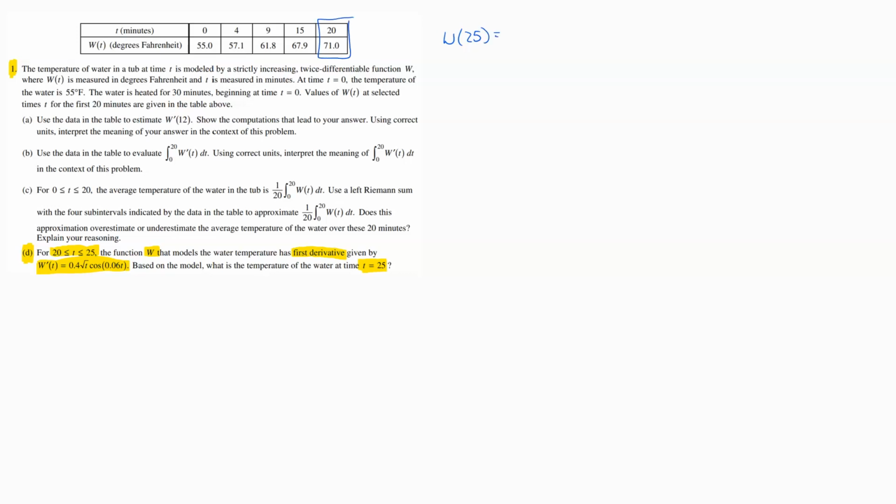Well, we know the temperature of the water at 20, which is convenient because this formula starts at 20 and goes to 25. When we want the total amount of change, a lot of times you think about it as total displacement, you would take a definite integral of that. So we'll take 71 and add to it the definite integral from 20 to 25 of that equation they gave us: square root of t cosine of 0.06t dt.